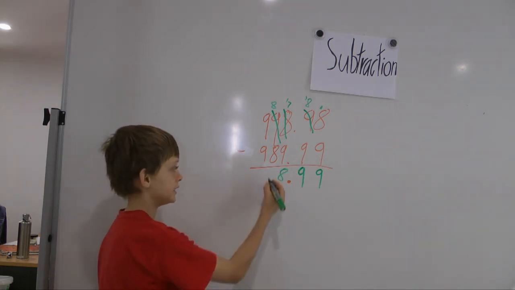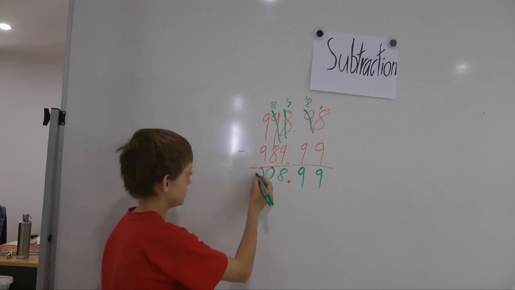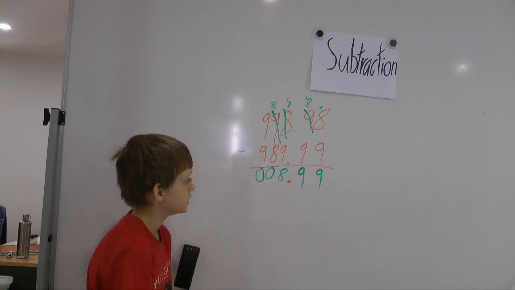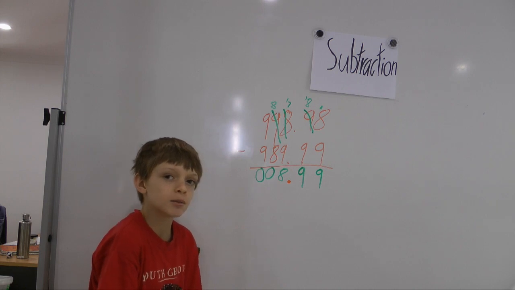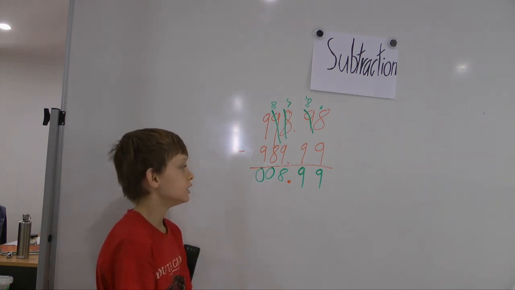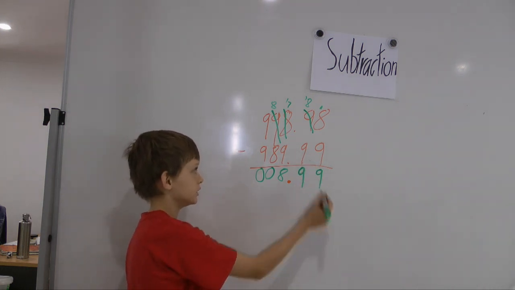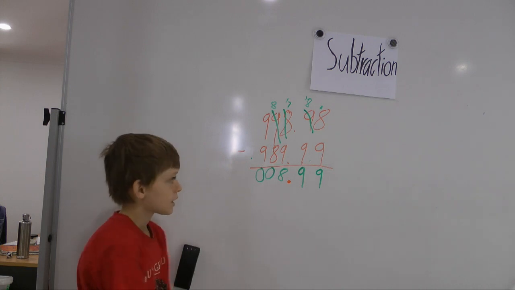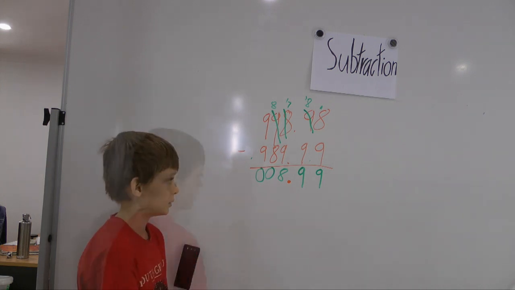8 minus 8 is 0 and 9 minus 9 is 0. So our answer is 8.99. And a very easy way for me is to treat this like dollars and cents. Because on this side is cents, on this side is dollars. And it's like dollars and cents with no dollar mark or cents mark.